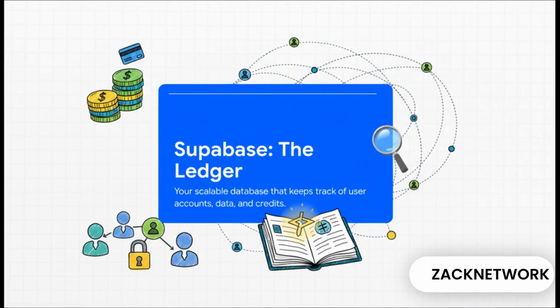Okay, next up is Supabase. Let's call this the ledger, or maybe the app's memory. This is your database. It's where you keep track of everything important, like who your users are, their login info, and, this is super important, how many credits they have left to use your service.